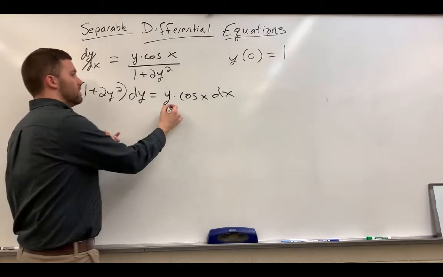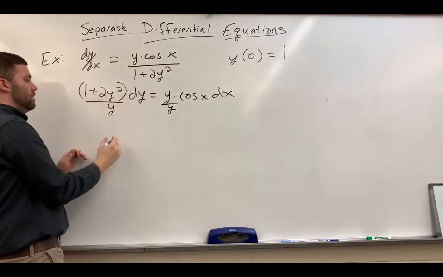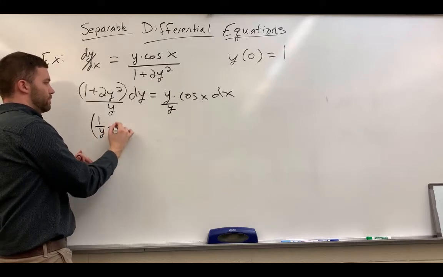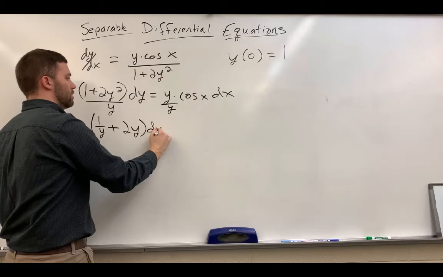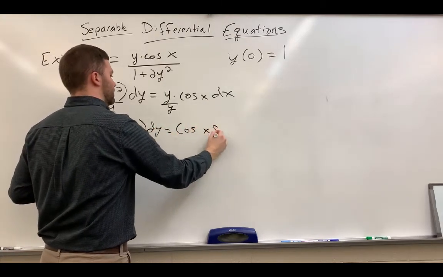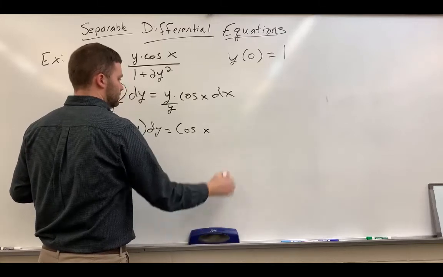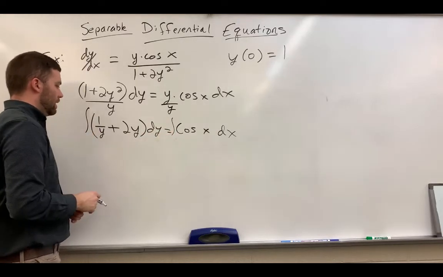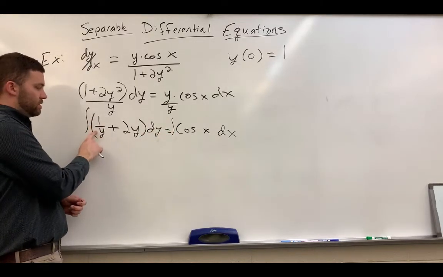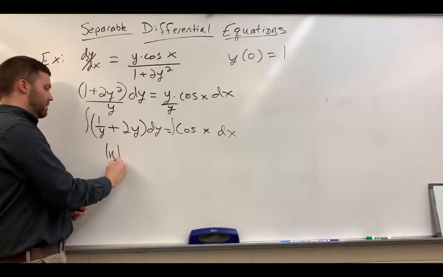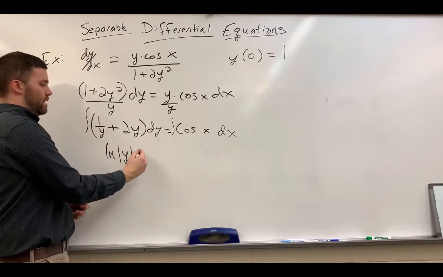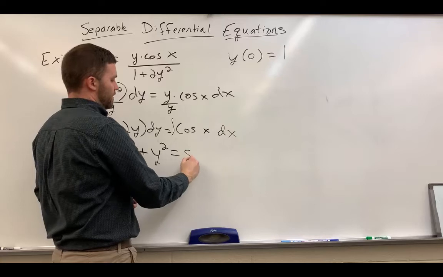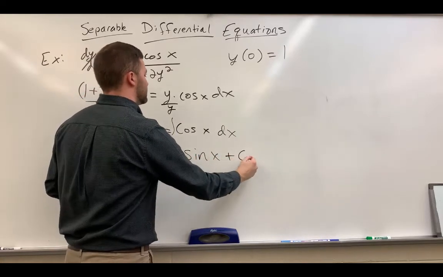So I won't have this completely separated in one step. I'll have to do another step, which is divide both sides by y. So here now then, I get 1 over y plus 2y dy is equal to cosine x dx. Right? Now I can antiderive both sides. And what I end up with on the left is the antiderivative of 1 over y is natural log of the absolute value of y. Antiderive 2y, I get y squared. On the right, I antiderive cosine, and I get sine of x. All of that plus c.